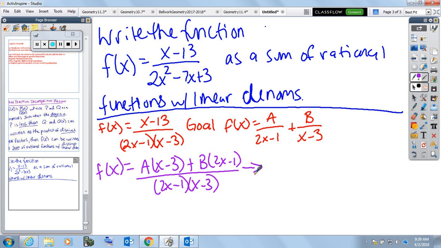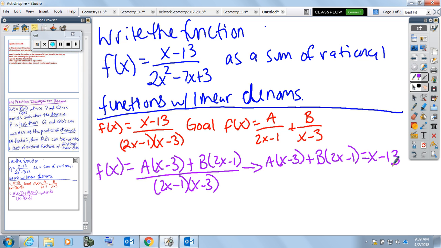So, this leads us to show that a times (x minus 3) plus b times (2x minus 1) equals x minus 13 in this example. Okay? And so let's think about how to come down to some things here. Where we could go with this is, let's think about some possible solutions for x themselves. So we know x equals 3.